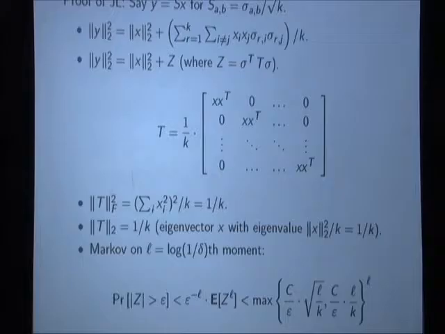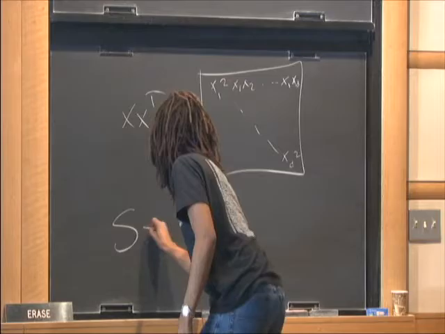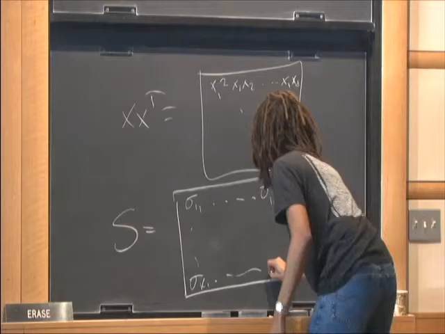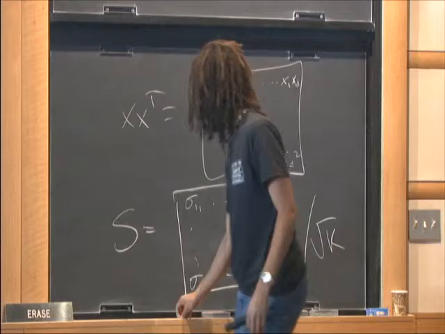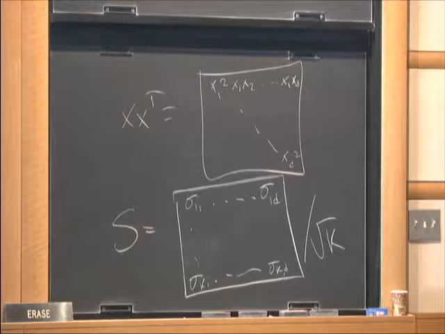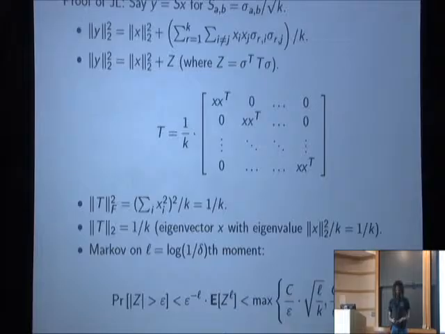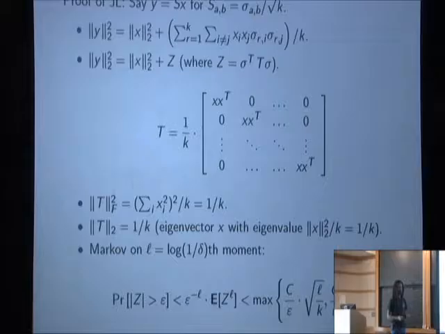I'm just saying if you pick S to be this matrix, sigma 1,1 through sigma 1,d, down to sigma k,1 through sigma k,d, all over root k, then you can write the L2 norm squared of Sx like this. And notice your error term is really just a quadratic form in sigma. The sigmas are assumed to have mean zero, variance one, sub-Gaussian tails. So you can pick Gaussians, you can pick Bernoullis, or basically any distribution that has finite support, as long as you make them have mean zero variance one. Any such distribution would work.